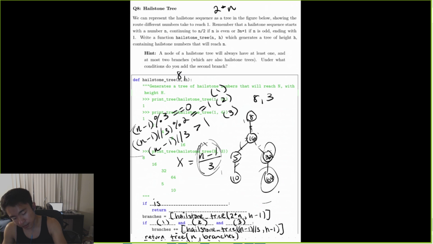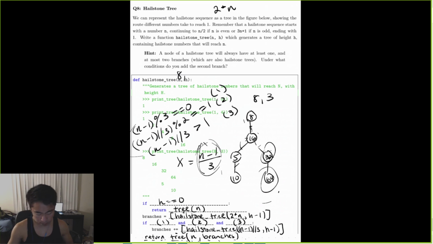So actually, if it's not a leaf, but rather if its height is going to be 0. So if h is equal to 0, what are we going to return? We're going to return a leaf with the value n. And yeah, that's going to be Hailstone tree.